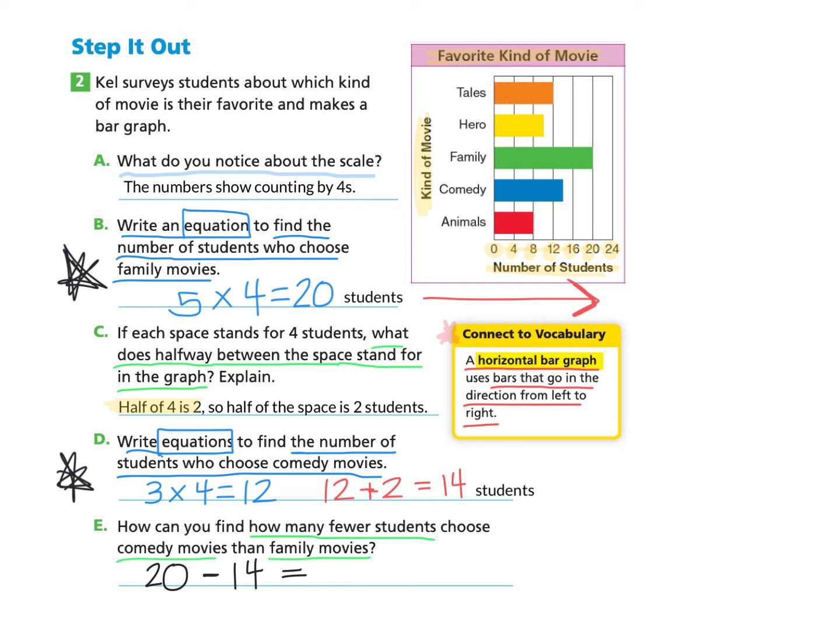And when we take 20, subtract 14, we are going to get the answer of 6. So we can answer 6 fewer students chose comedy movies than family movies.